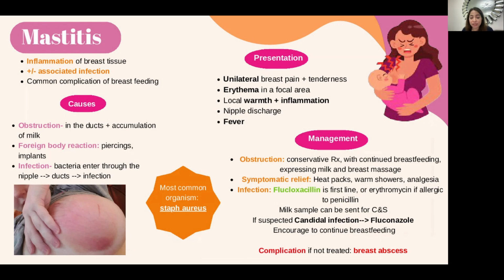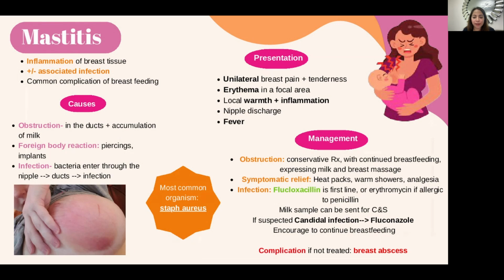If mastitis isn't treated, especially when there's an associated infection, there is a risk of a breast abscess. So that's really important to make patients aware of when you see them and you treat them with antibiotics. It's good to safety net them and let them know of the signs and symptoms of breast abscesses, which we'll go on to, so that they know to come back. And the management is obviously very different for breast abscesses.